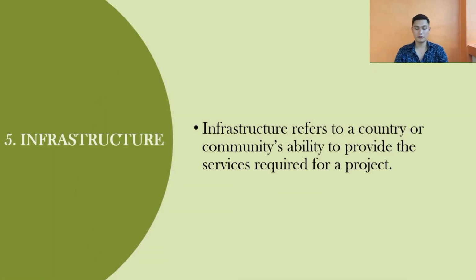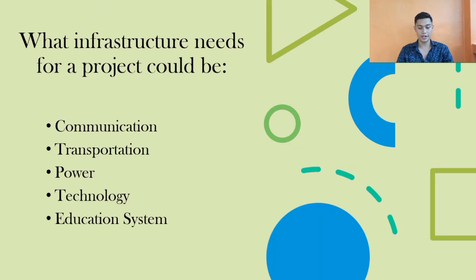Fifth is infrastructure. Infrastructure refers to a country or a community's ability to provide the services required for the project. This pertains to the foreign countries' capacity to supply the services that are necessary for the project. Here are the infrastructure needs for a project. First is communication, next is transportation, power, technology, and education system.